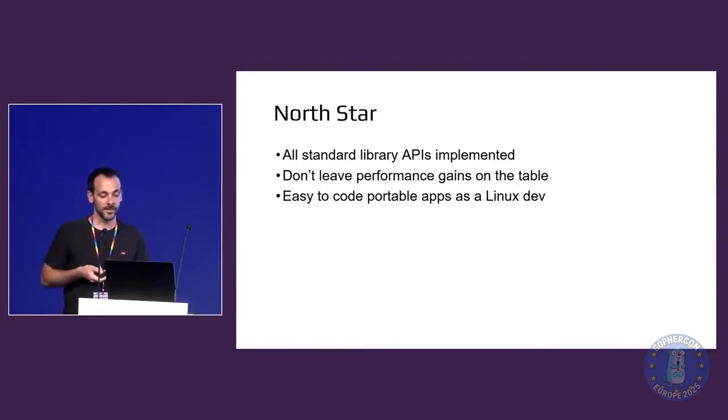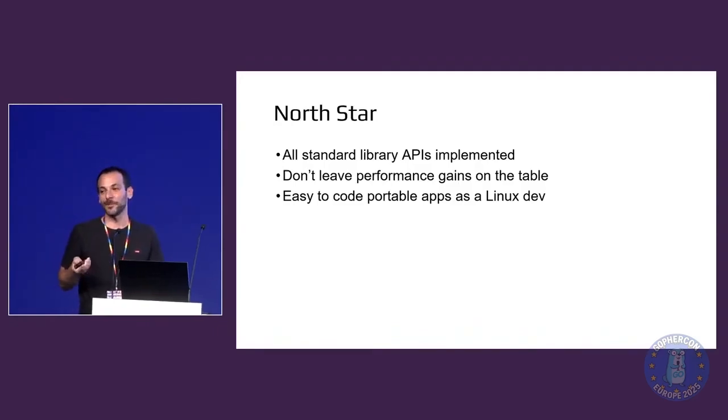Then, don't leave performance gains on the table. A lot of people think that Go is slow on Windows. It is, probably, but mostly because Go is not optimized for Windows. There are a lot of improvements that can be done, a lot of Windows APIs that could be used to improve performance. I'm doing this work. And I also try to make writing portable apps easy as a Linux or Windows developer, because mostly all of you are.